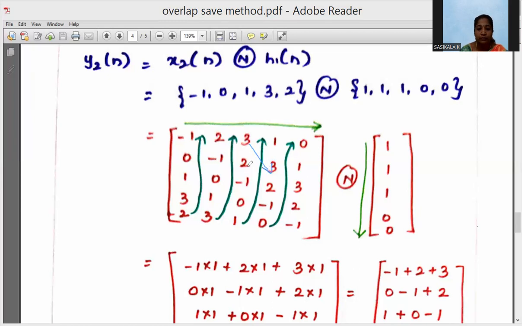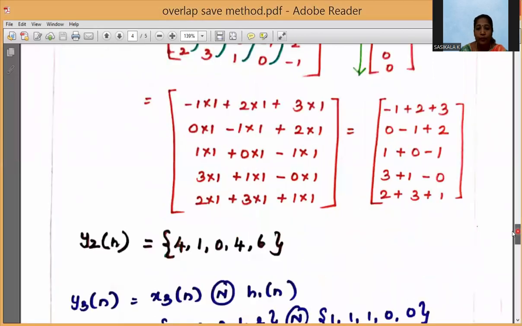So 3 comes here, 2 comes here, this minus 1 is written here, and 0 is written here. And 0 is taken to the last column's first element, and 1 is written here, and 3 is written here, 2, minus 1. Circular convolution with 1, 1, 1, 0, 0.